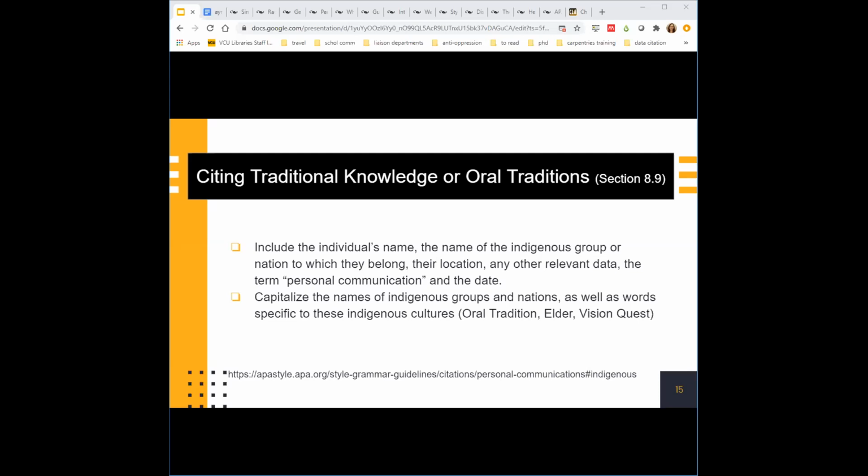And you want to make sure to capitalize the names of indigenous groups and nations, as well as words specific to these indigenous cultures, such as oral tradition, elder, and vision quest. I will pause for questions on this.